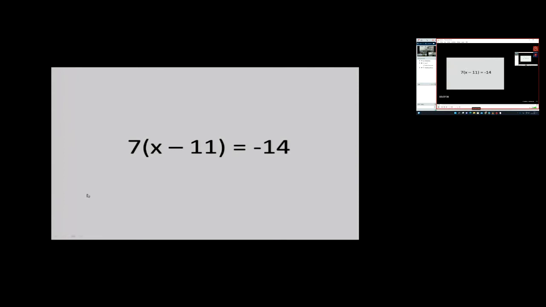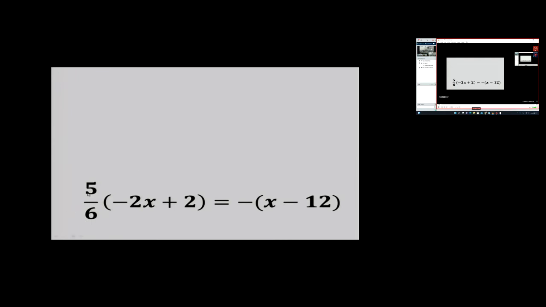Next. Please read it. 7 times the quantity of x minus 11 is equal to negative 14. Okay, that is 7 times the quantity of x minus 11 is equal to negative 14. You understand? One last before we proceed with our next topic.